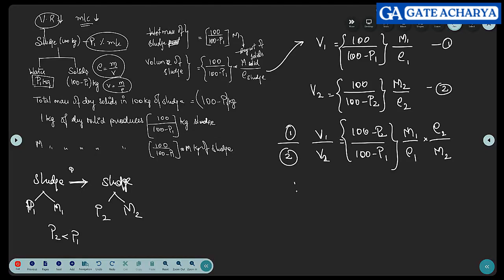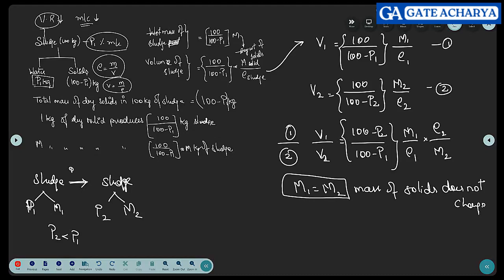Okay, M1 is equal to M2. Mass of solids does not change. So what will be the formula? V1 by V2 is equal to 100 minus P2 by 100 minus P1 into rho 2 by rho 1.